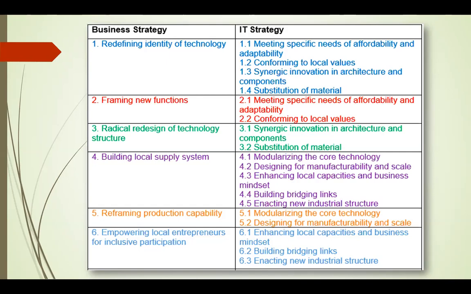These are activities which solar thermal companies adopted to expand their local productive opportunity space through which local entrepreneurs can participate in the solar thermal industrial chain, which is another point in terms of empowering local entrepreneurs for inclusive participation. And as you can see, in 6.1, 6.2, and 6.3, the IT strategy is repeated from number 4, which was building local system supply. And I'll now go to capabilities.